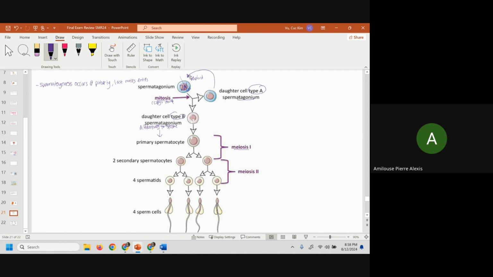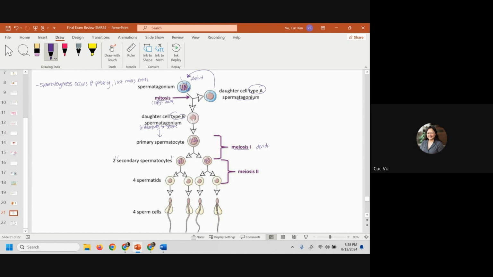Divide. Yep. It's going to divide. So it's going to go from 2N to 2 cells that have what each? 1N each. Yep. So then that's when it becomes a secondary spermatocyte.